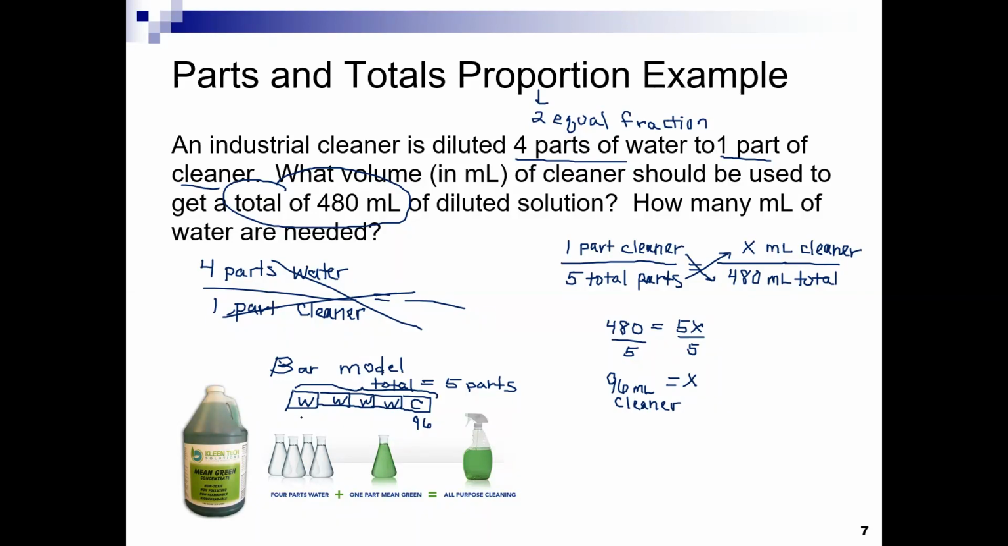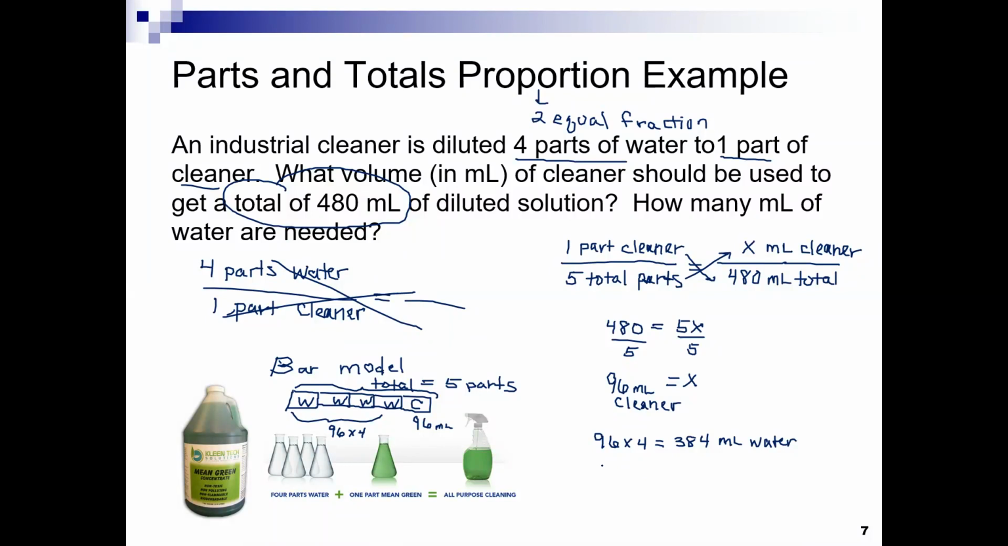So one option to solve for the amount of water would be to take 96, the amount in one part, times 4, because there are 4 parts of water. And so if I take 96 times 4, I get the answer of 384 milliliters of water. Excellent way to solve, but there are other ways. So you might have been thinking of something different.